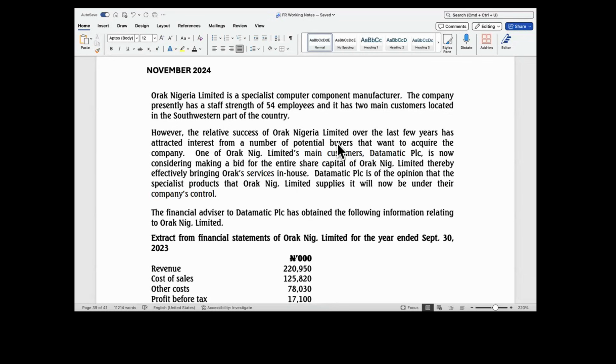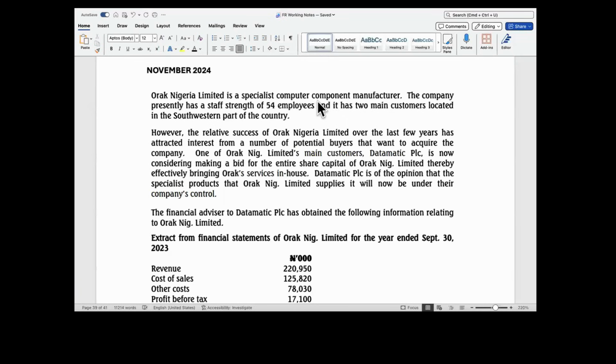Okay. November 2024. Orak Nigeria Limited is a specialist computer component manufacturer. The company presently has a staff strength of 54 employees and it has two main customers located in the southwestern part of the country. However, the relative success of Orak Nigeria Limited over the last few years has attracted interest from a number of potential buyers that want to acquire the company. One of its main customers, Datamatic PLC, is now considering making a bid for the entire share capital of Orak Nigeria Limited, thereby effectively bringing Orak services in-house.